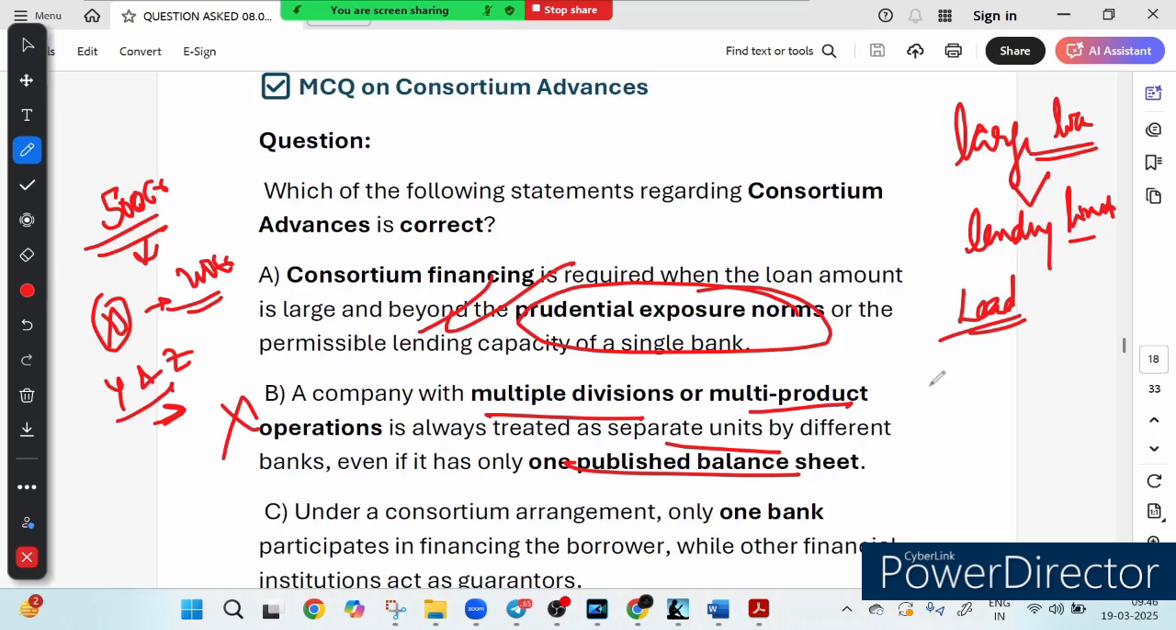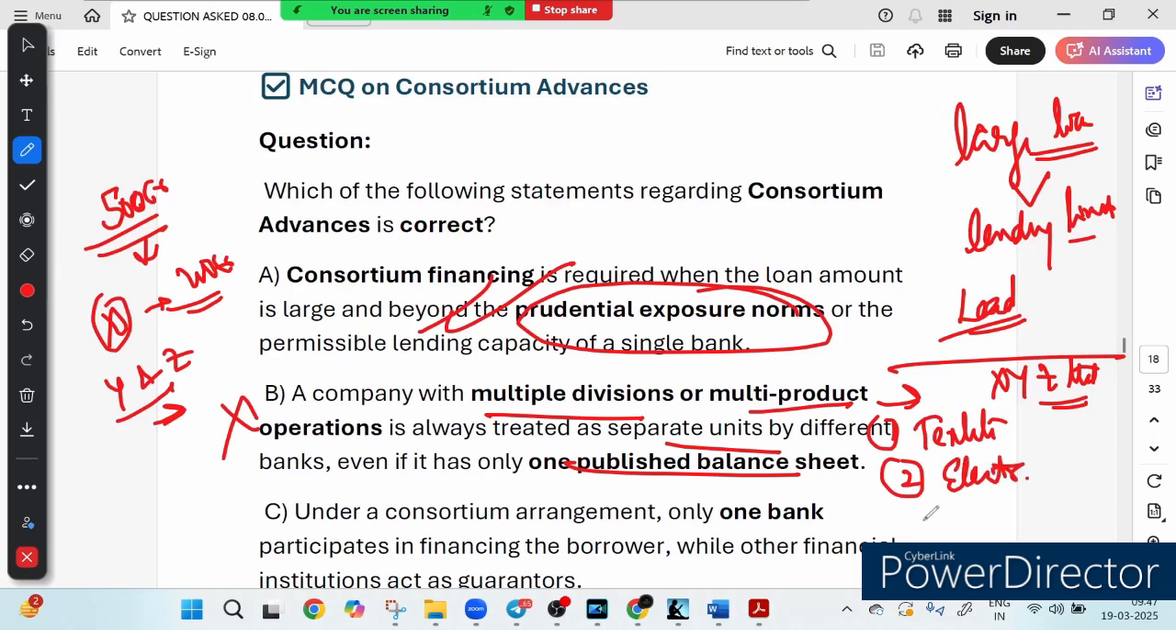Let me give you an example to make it more clear. For example, let's say XYZ Limited, this is a company, has three divisions. The first division, let's say the textile division. The second division, let's say the electronics division. The third division, let's say the pharma division. It has three divisions, okay?